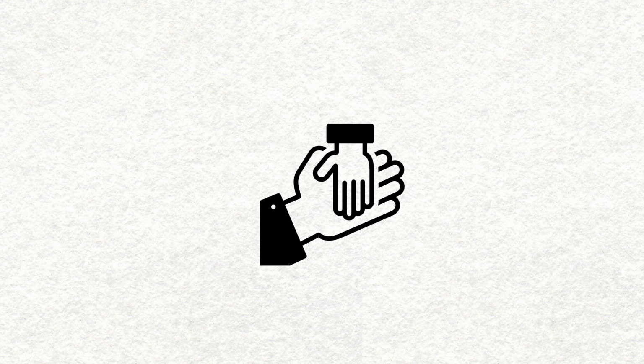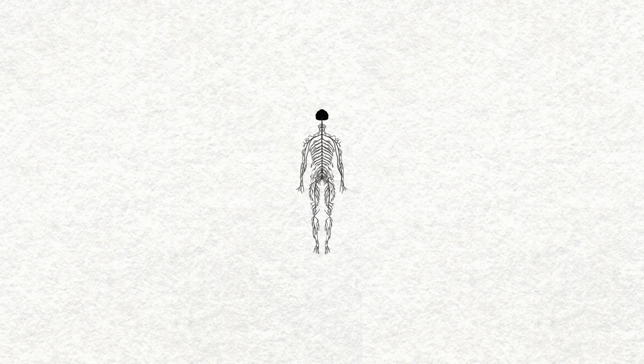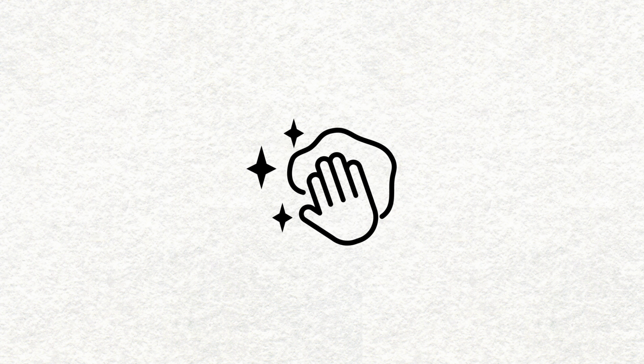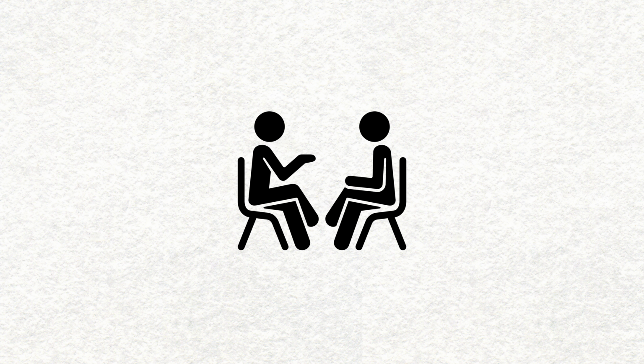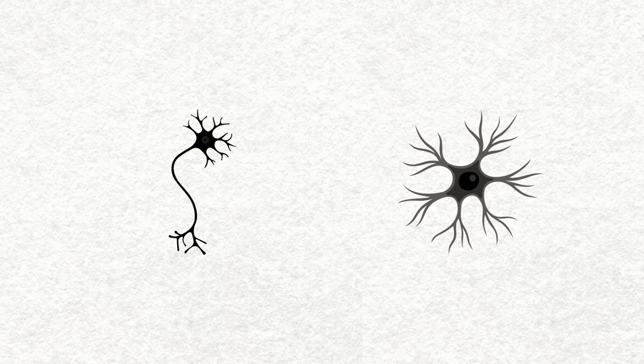Neurons may be the star of the show, but they can't do it all alone. They rely on glial cells, the support team of the nervous system. Glia help nourish neurons, clean up waste, and form myelin sheath. We'll talk more about glial cells in a future video, but remember, neurons and glia are essential.